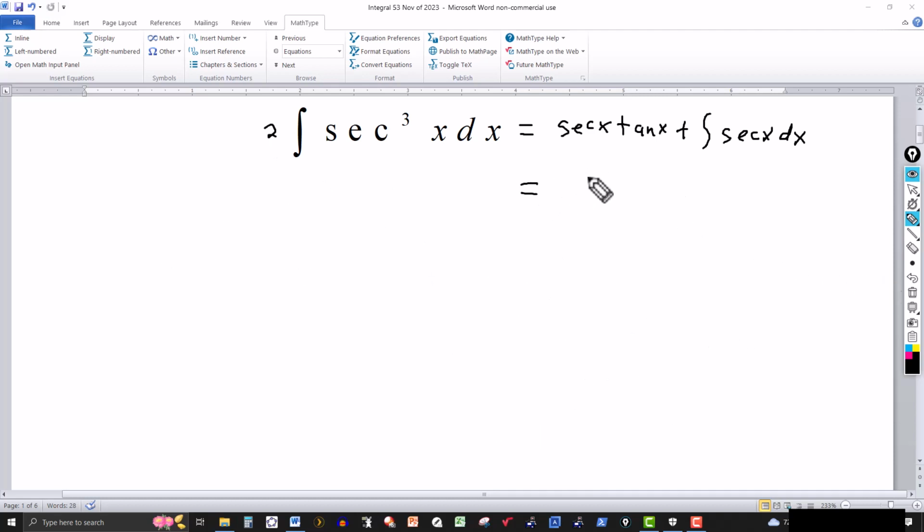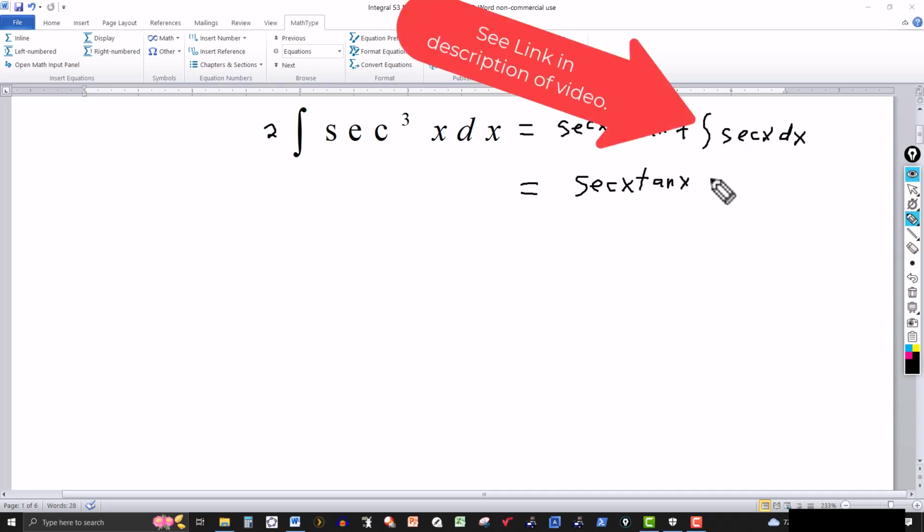So this gives me then secant of x, tangent of x, and then we need the integral of secant of x. And this is the one that I did in another video. So I'm just going to give you the answer to this one. And if I find it, I'll go ahead and post it in the description. This will be plus ln, natural log of absolute secant of x plus tangent of x. All we need to do now is complete the solution here.